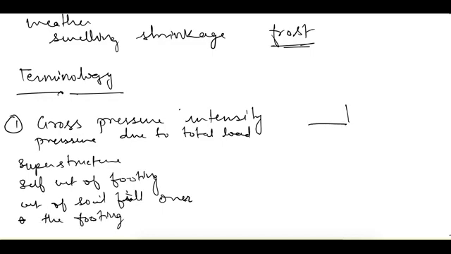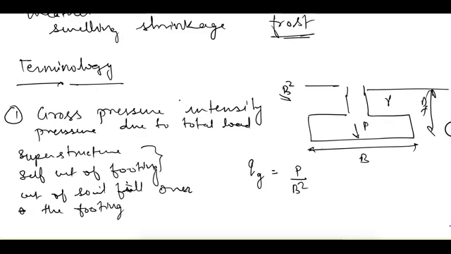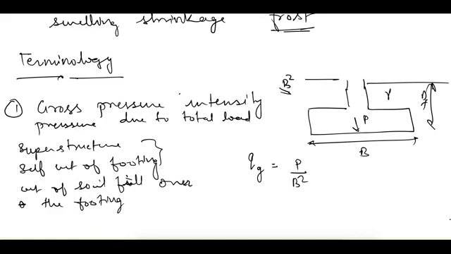So if we construct an isolated square footing, where this side is B, the depth is df, the unit weight is gamma, and the area would be B square for a square footing. Let's say the load due to the superstructure and self weight of the footing is P. So the gross pressure intensity can be given as P by B square. This is the pressure due to this superstructure and self weight. That is the weight we are putting on the soil.